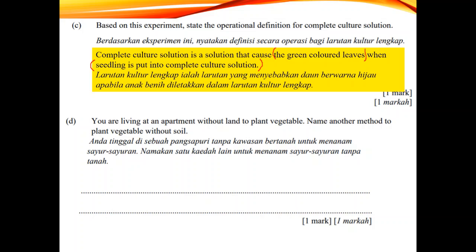Next, we move on to the application question. You are living in an apartment without land to plant vegetables. Name another method to plant vegetables without soil. That means you don't need to use soil. How are you going to plant the vegetables? An example of the answer you can write down is hydroponics.